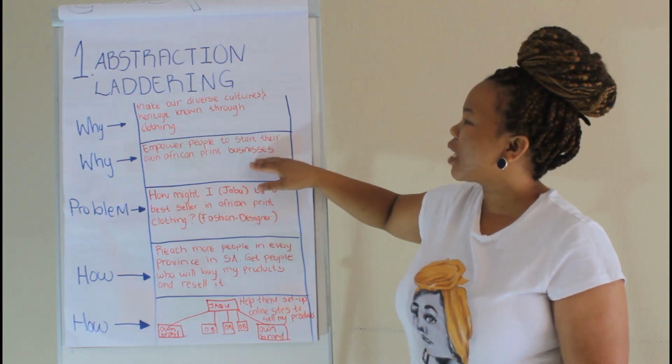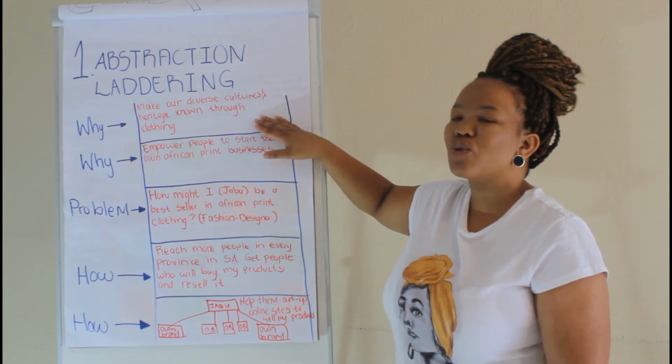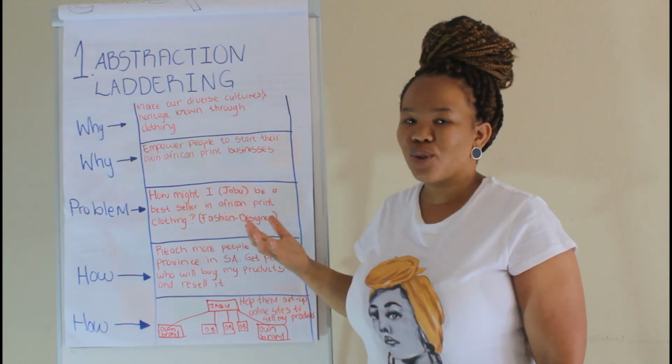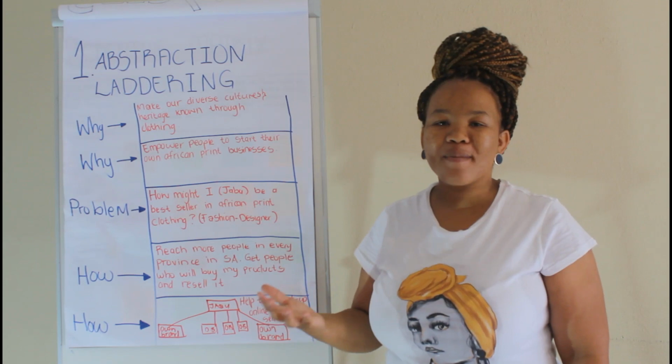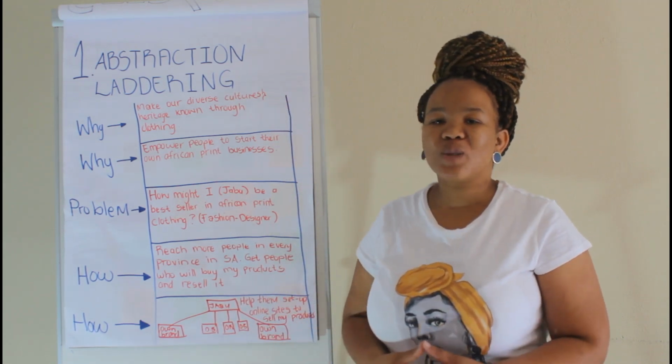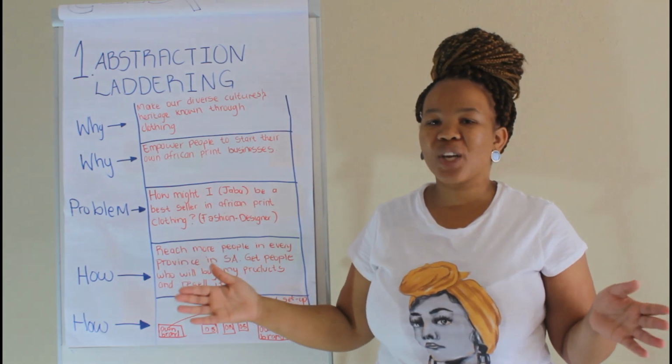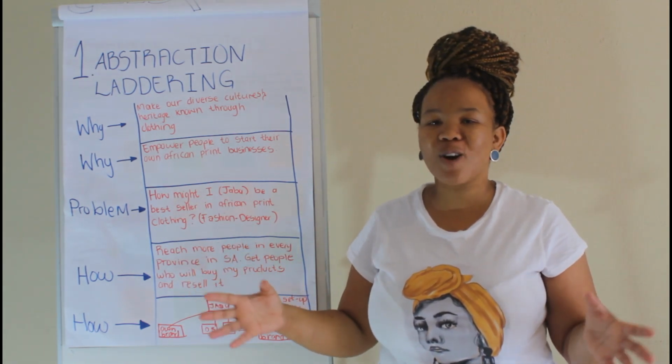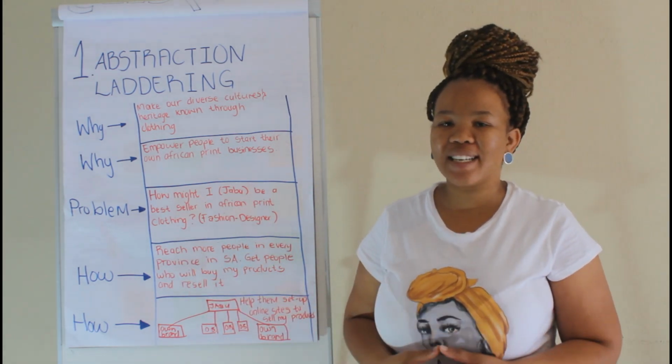And how might I make our diverse cultures and heritages known throughout the world through clothing? And we'll also help him come up, using abstraction laddering, with a concrete solution, which is building a centralized online platform where he hosts and displays all these e-commerce sites of the people who are reselling his products.